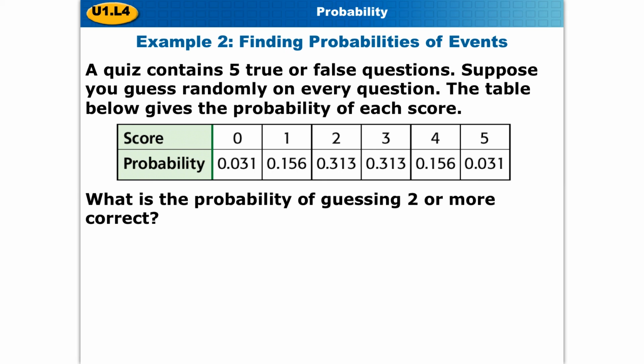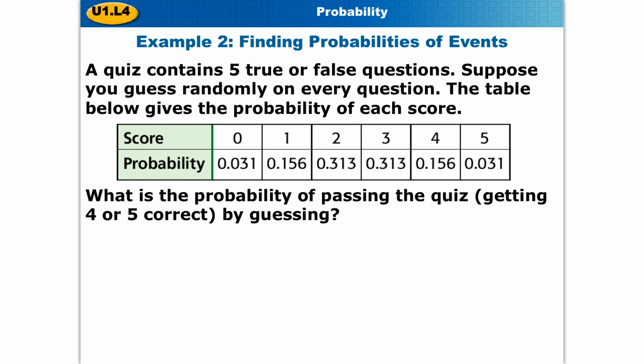Same question, but this time they say, what's the probability of getting 2 or more correct? We already added up these three. It was 50%. So now we take the 50%, add it to this one right here, and we're going to get 0.813 or 81.3%. So the individual probability is less, but since you have multiple options, that's why the probability is higher.